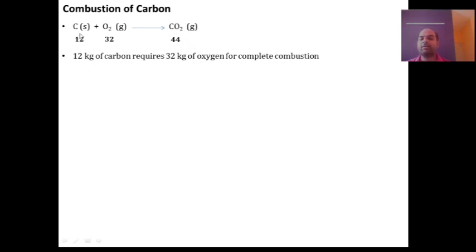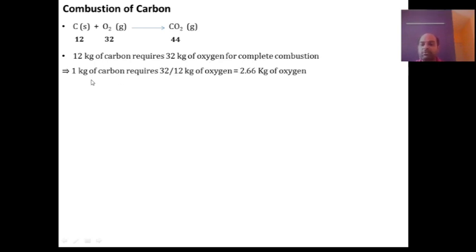When you look at it from a stoichiometric point of view, what it means is 12 grams of carbon. Why 12 grams? Because that's what 1 mole of carbon would weigh. 12 grams of carbon will require a minimum of 32 grams of oxygen, and that will produce 44 grams of carbon dioxide. What it implies is what is given here: 12 kilograms of carbon requires 32 kilograms of oxygen for complete combustion.